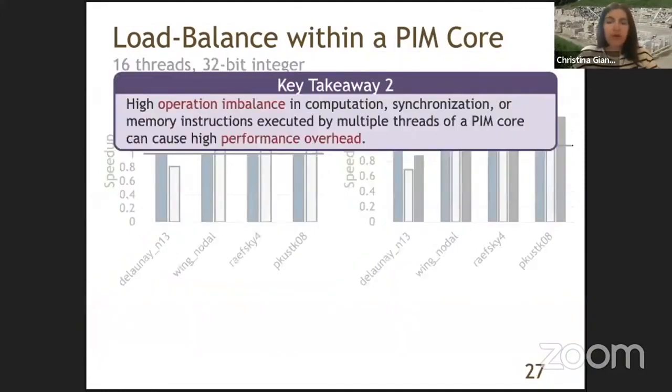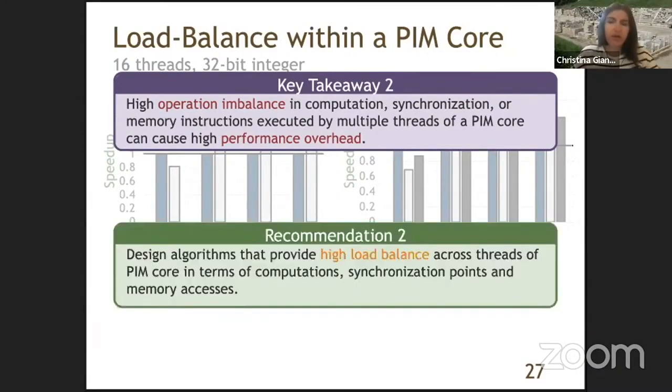So we conclude that high operation imbalance among threads of a compute-bound PIM core can incur high performance overhead, and as a result, we recommend the programmers to provide intelligent algorithms that provide high load balance across the threads of a PIM core in terms of the computation, the synchronization points, and the memory accesses for each particular input given.